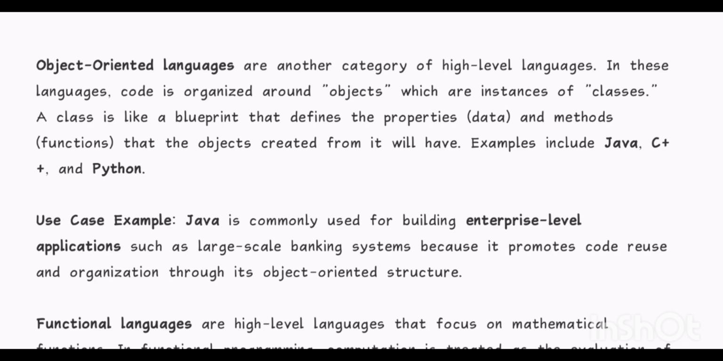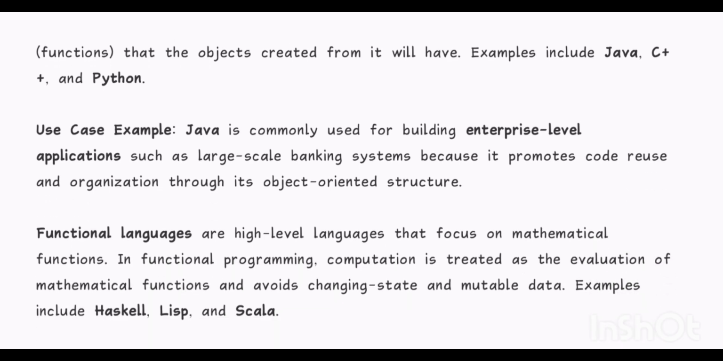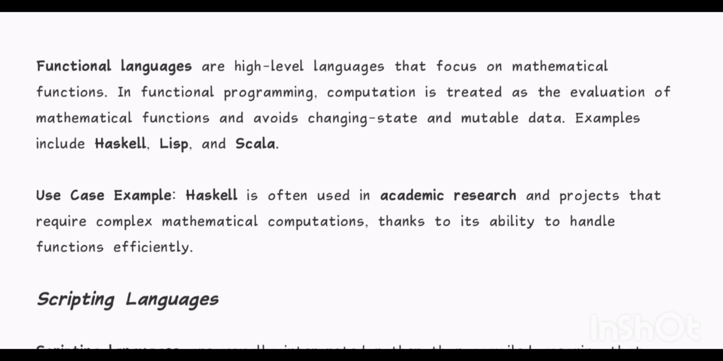Use case example. Java is commonly used for building enterprise-level applications, such as large-scale banking systems, because it promotes code reuse and organization through its object-oriented structure. Functional languages are high-level languages that focus on mathematical functions. In functional programming, computation is treated as the evaluation of mathematical functions and avoids changing state and mutable data. Examples include Haskell, Lisp, and Scala. Use case example. Haskell is often used in academic research and projects that require complex mathematical computations thanks to its ability to handle functions efficiently.